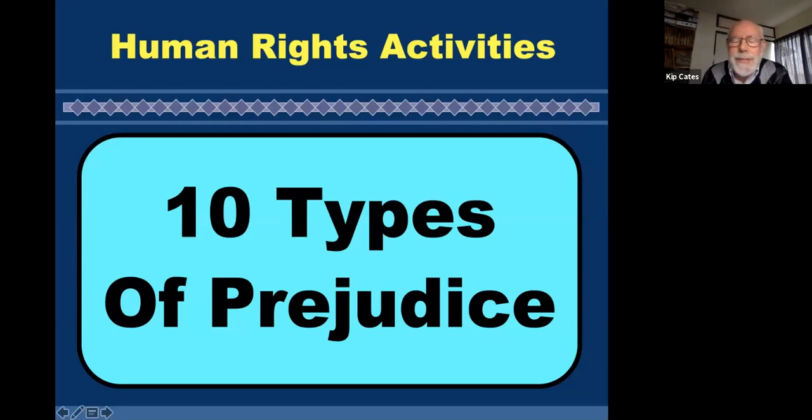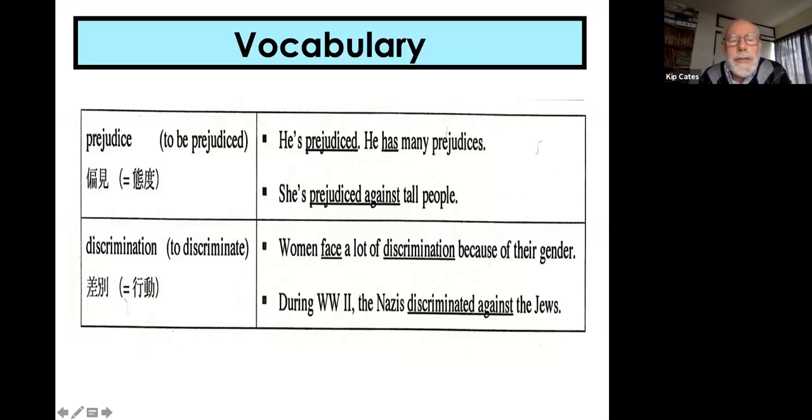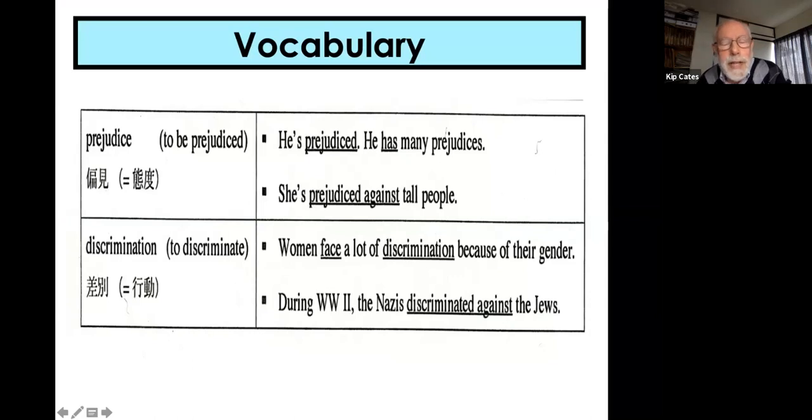Okay, our last section, we're going to take a look at prejudice. And for this particular part of the human rights curriculum I use, I've designed a kind of brainstorming about 10 types of prejudice. To start with, we have to do a bit of vocabulary work. What's the difference between prejudice and discrimination? So prejudice is an attitude, right? Someone is prejudiced, they're prejudiced against others, that's an attitude. Discrimination is action. Discrimination is prejudice in behavior.